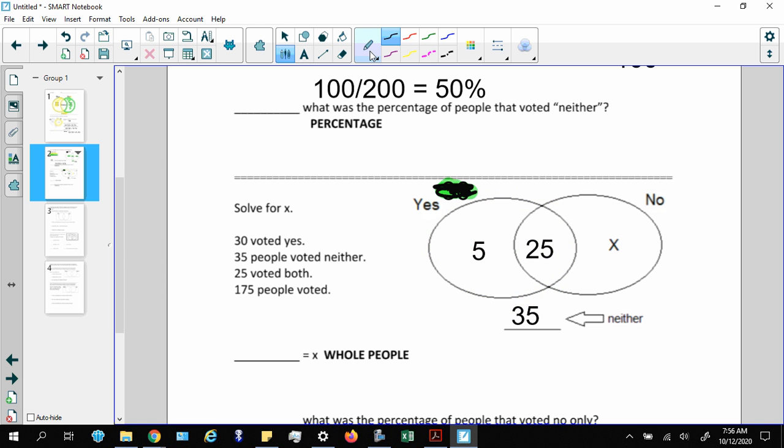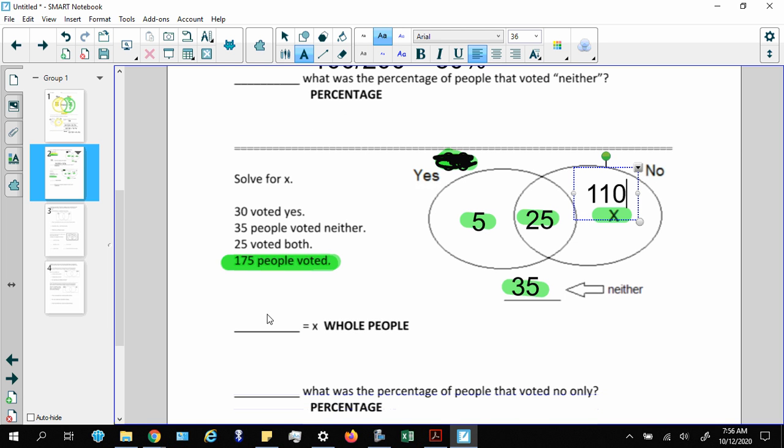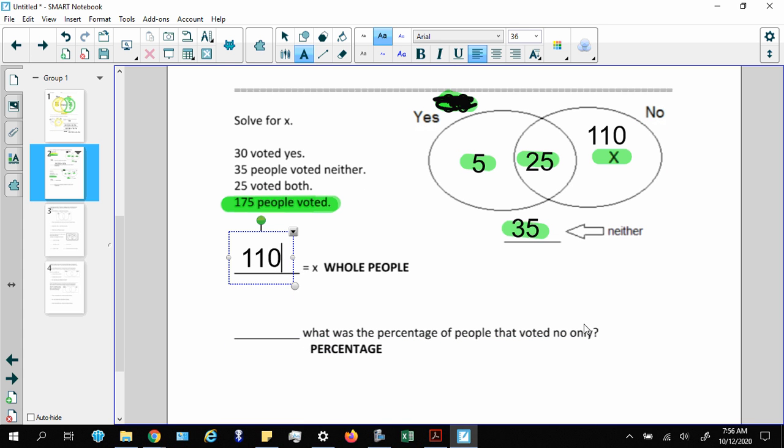Now, what we have here is 175 people voted total. Remember, whatever numbers are here, here, here, and here will give you 175. So a simple subtraction problem will give it to us. So how many people voted no only? 110. So we're at 110.